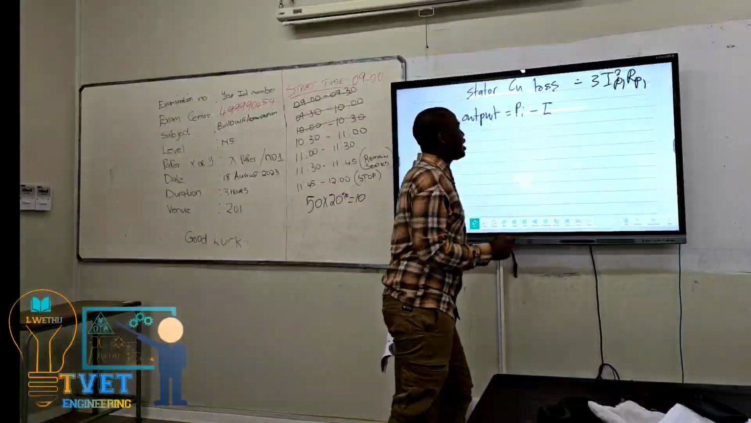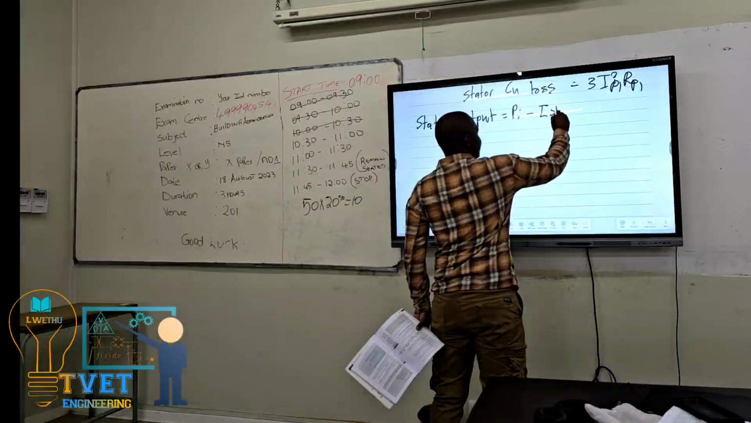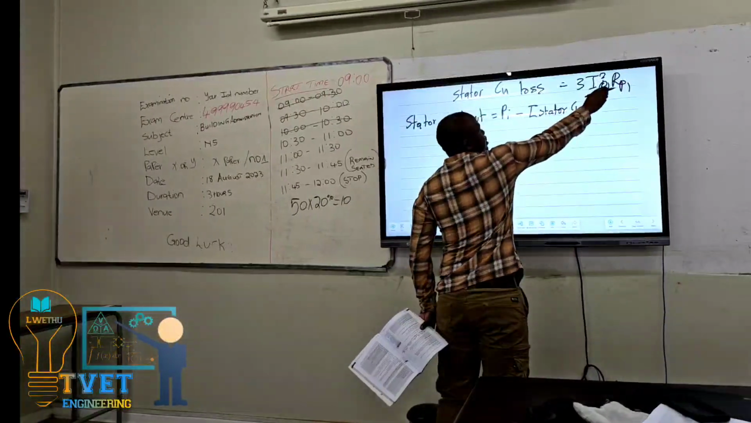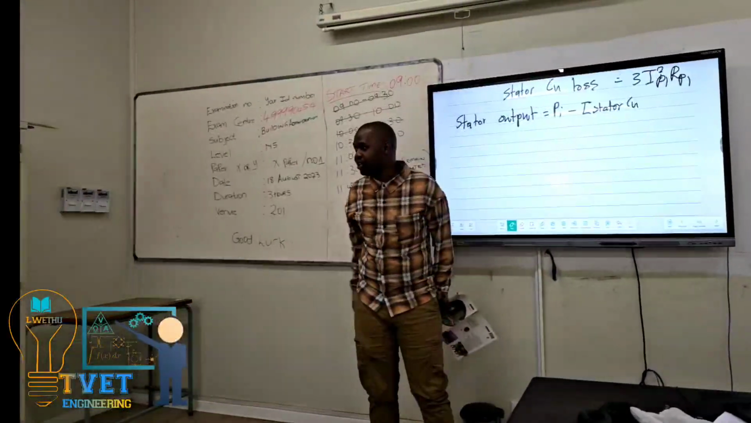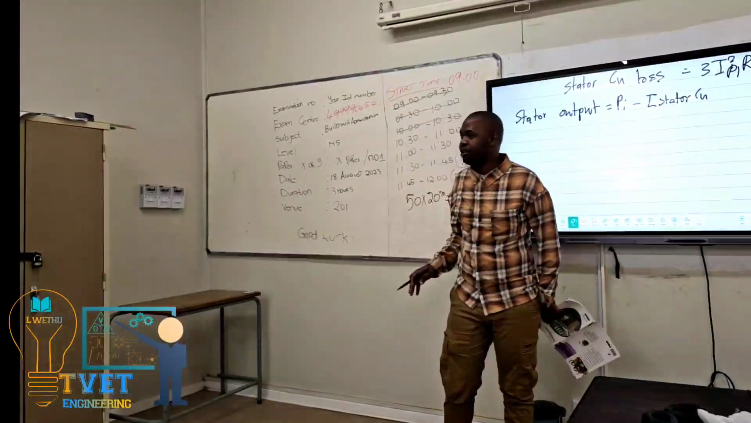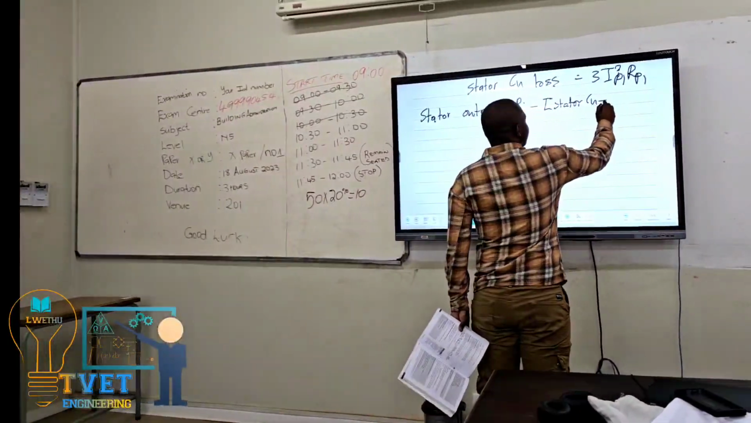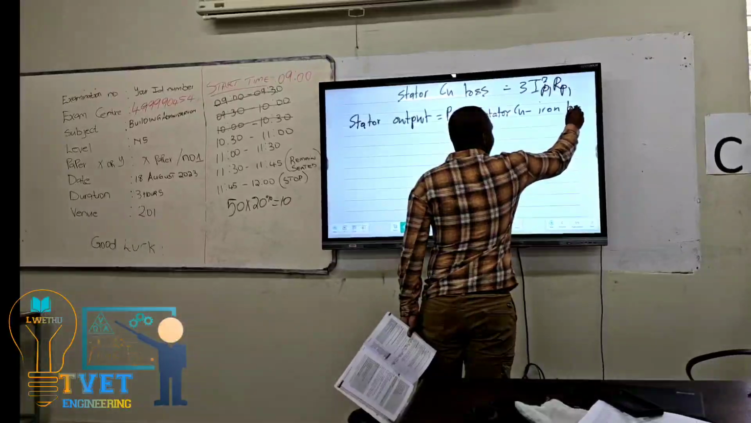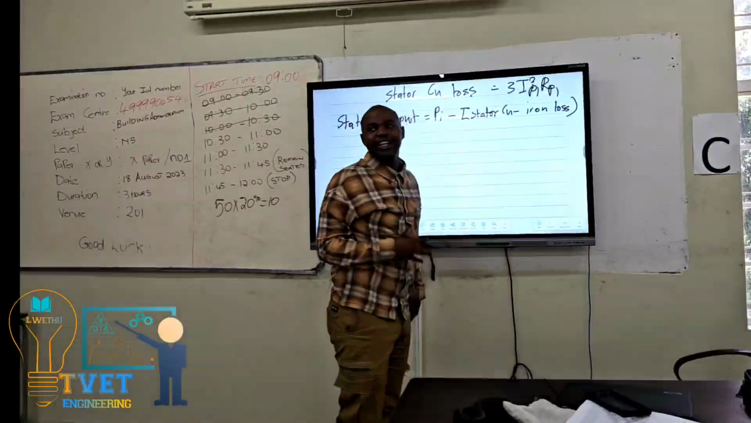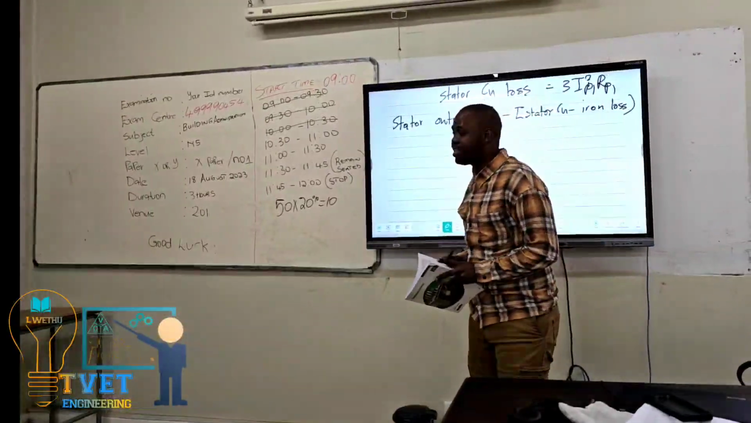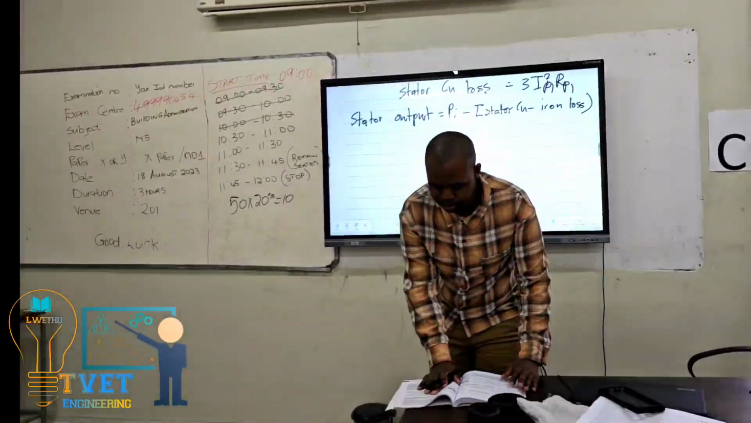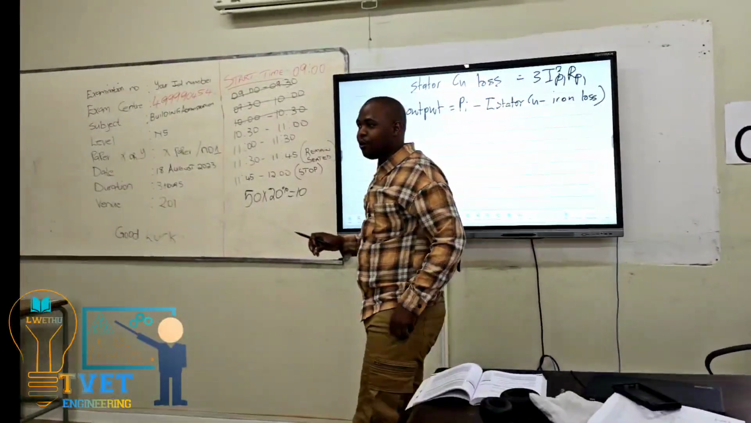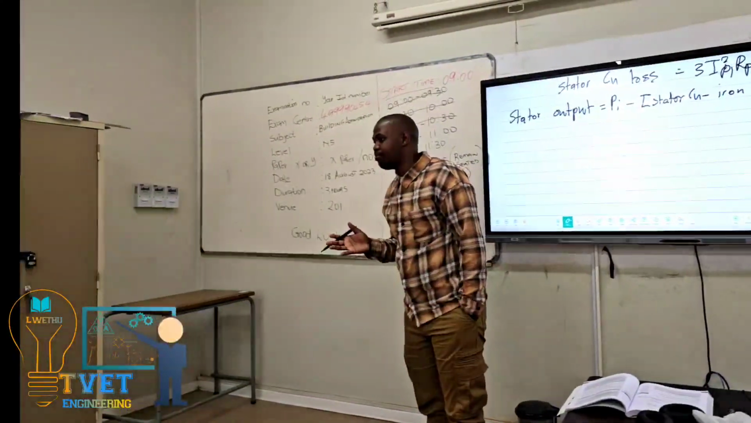So it is equal to the input power, in brackets, minus the stator copper loss, which is what we just calculated, minus the iron loss. That is how we calculate the stator output in the energy flow diagram.